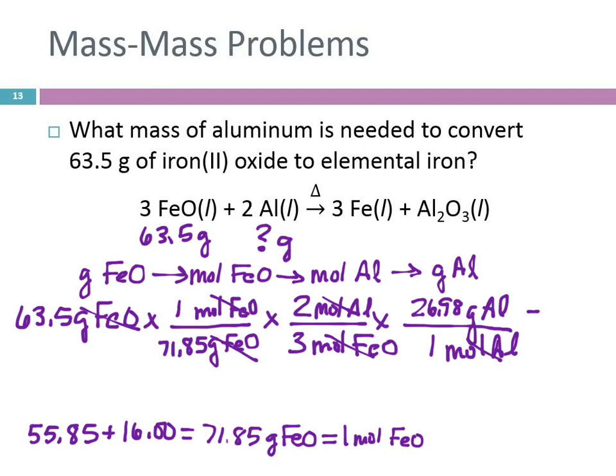How many significant figures should our answer have? 3, which is always a good guess, by the way. We're starting out with 3. This one has 4. That one has 4. The mole ratio, though, is exact, because exactly 3 molecules or formula units of FeO react with exactly 2 atoms of aluminum. So with 3 significant figures, I get 15.9 grams of aluminum.